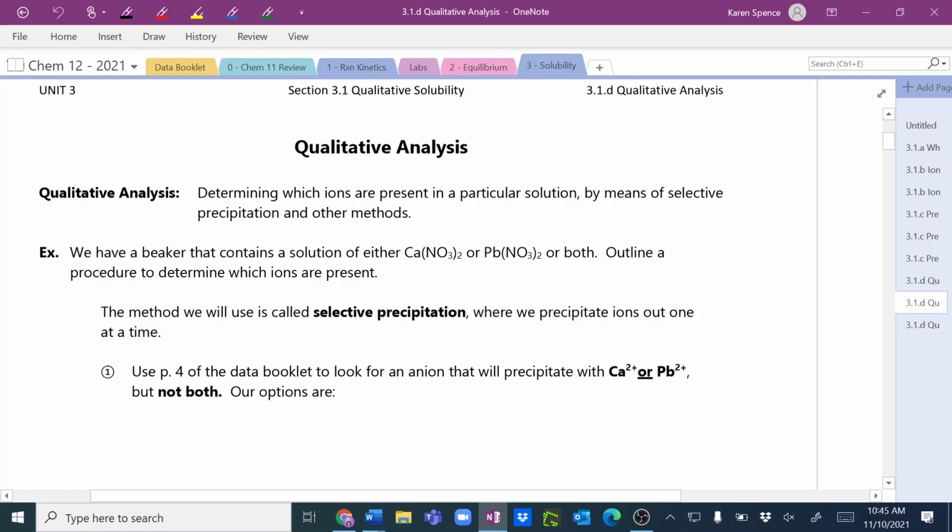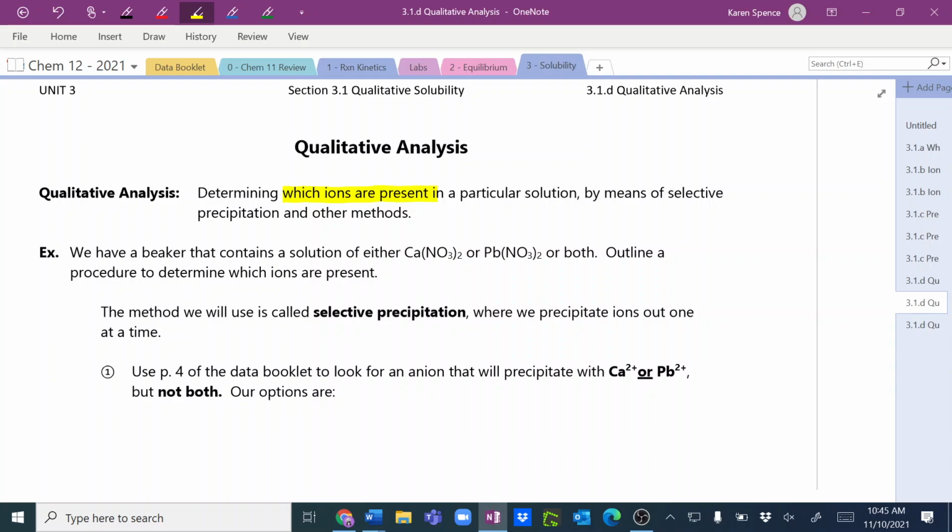And we are going to be looking at this concept called qualitative analysis. What qualitative analysis is, is determining which ions are present. So if I give you a beaker and it just looks like water, there might be things in it, yes? And you don't know what they are, so you need to figure it out. And that's what we do in qualitative analysis.